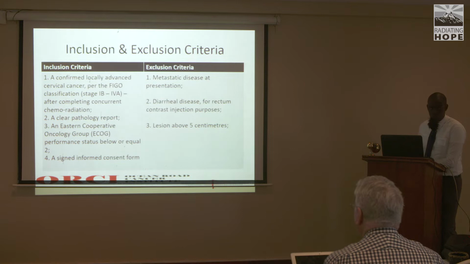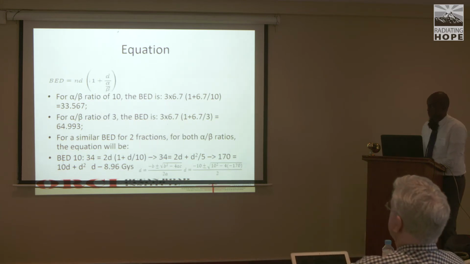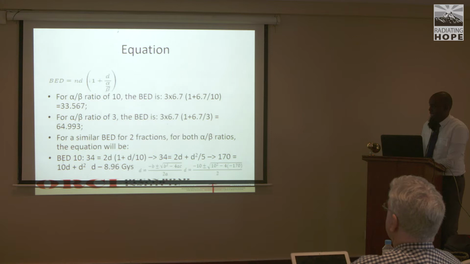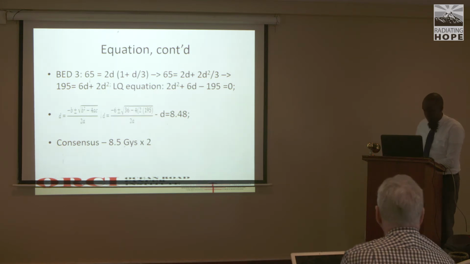And we wouldn't go for any lesion that is above 5 centimeters, which is the size recommended by the American Brachytherapy Society. So this is the equation that we use, the basic one for BED, and we used both sets of alpha-beta ratio. For the first one, for a BED of 10, we got a D of 8.96, and for a BED of 3, about 8.48. So with a team of physicists, we came back with a consensus of 8.5 grays times 2. And this was our linear quadratic equation.